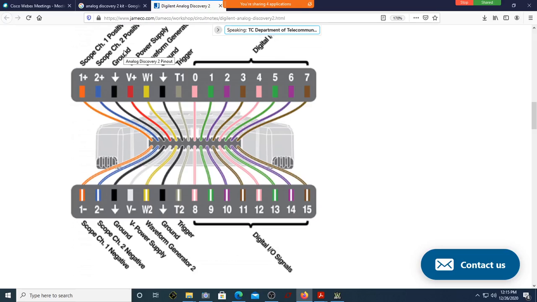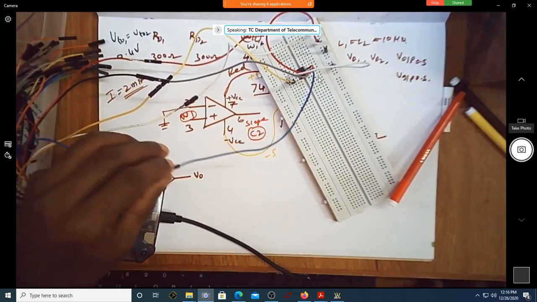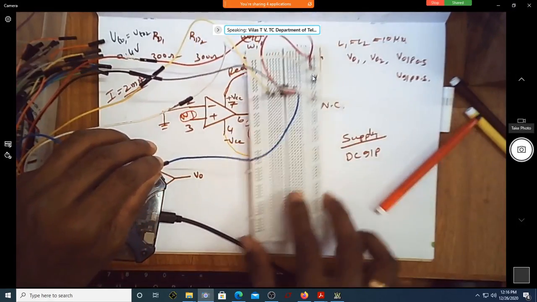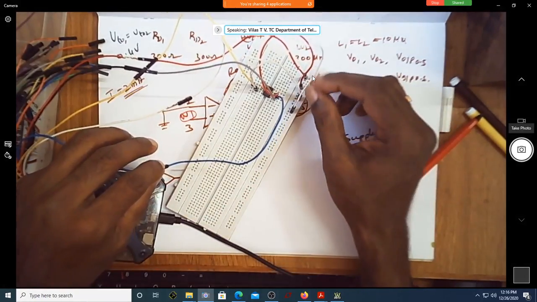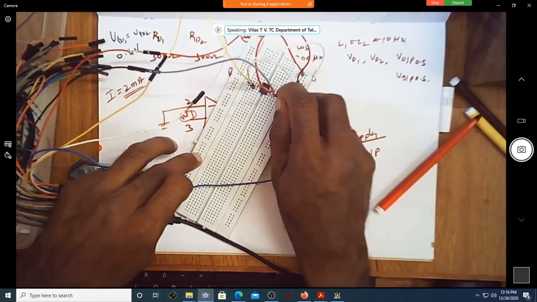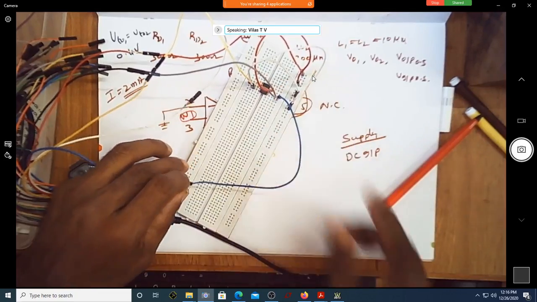Okay, I do that. I'm connecting it to pin number 6. Where should it go? Pin number 6. Can you see it's there? Of course, it is difficult to make out. This is pin number 6. Let me just put it here. See now?